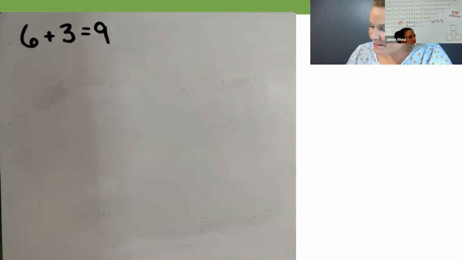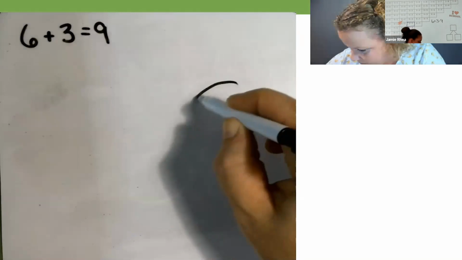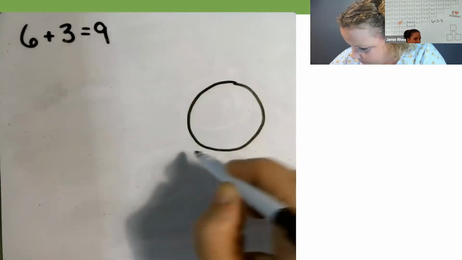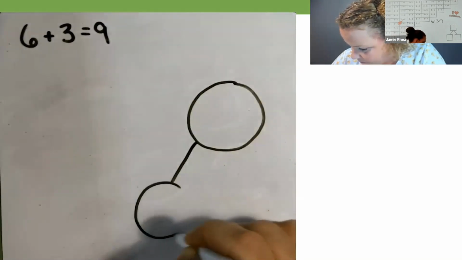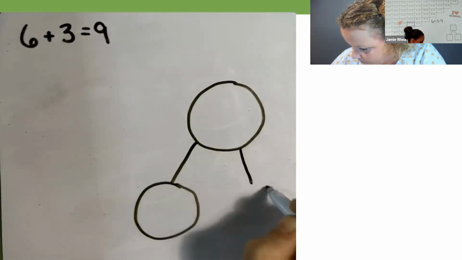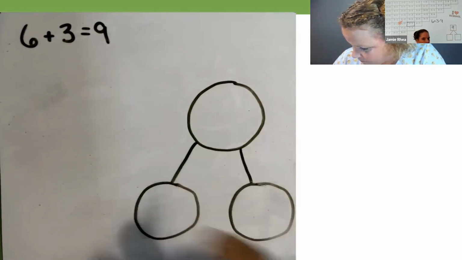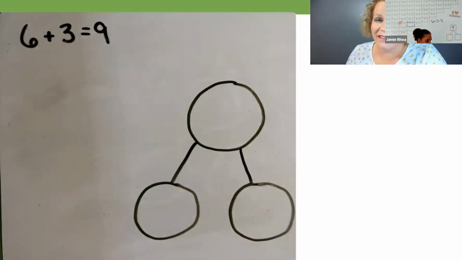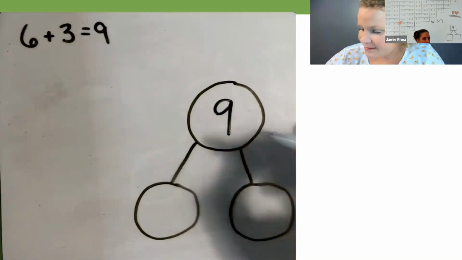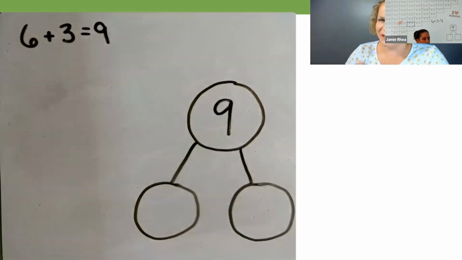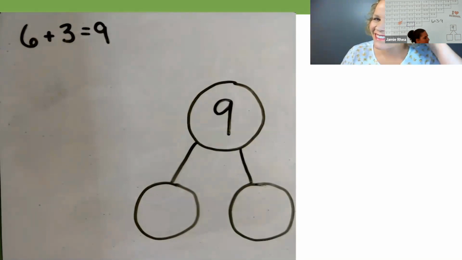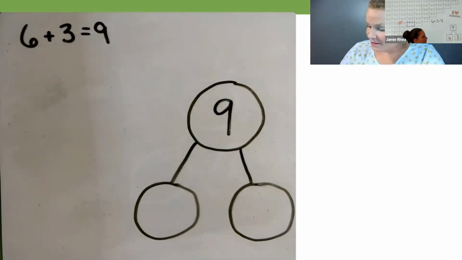And now we'll make a number bond. Remember, your total is going to be here. In 6 + 3 = 9, what's the total? 9, very good. Let's put 9 in our number bond here. Do you know what to do next? Put our 2 parts in. So we're going to put 6 and 3 in the number bond.